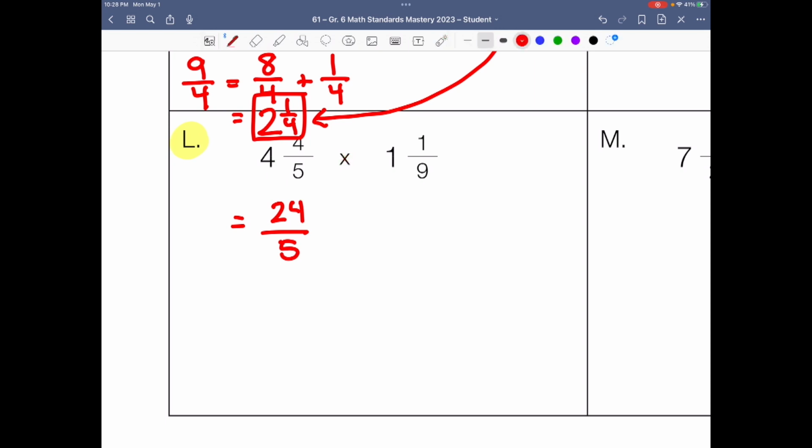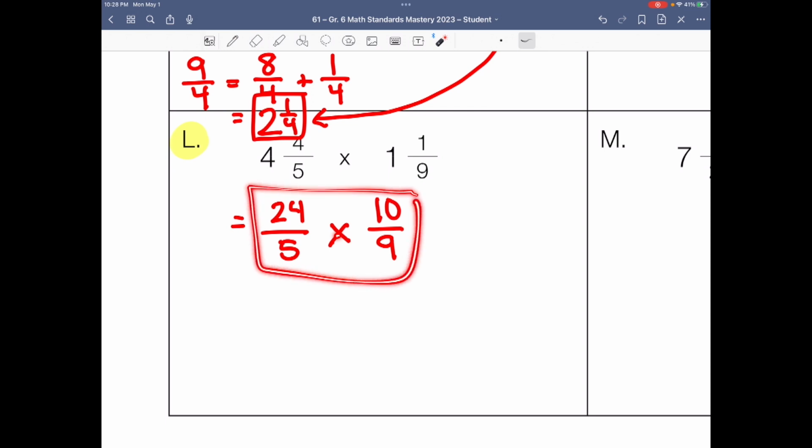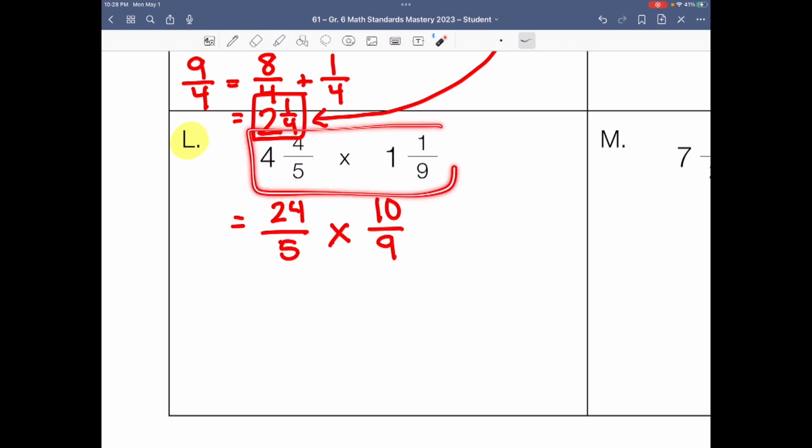Touch the multiplication symbol, write it down. And now convert this. 1 times 9 equals 9. 9 plus 1 more equals 10. 10 what? 10 ninths. And now we can simplify, since this is a much easier problem than the original problem. Okay, so we can simplify 5 and 10 in blue. Divide by 5, divide by 5. That gives you 1 and 2.